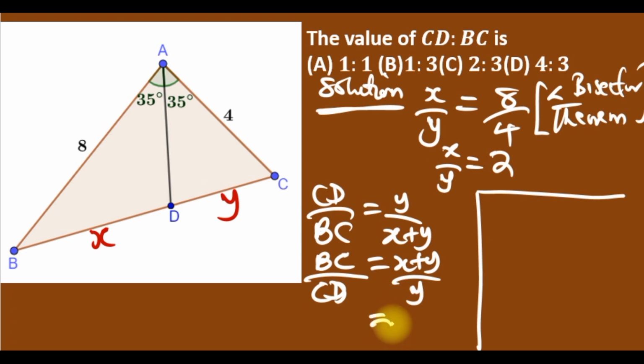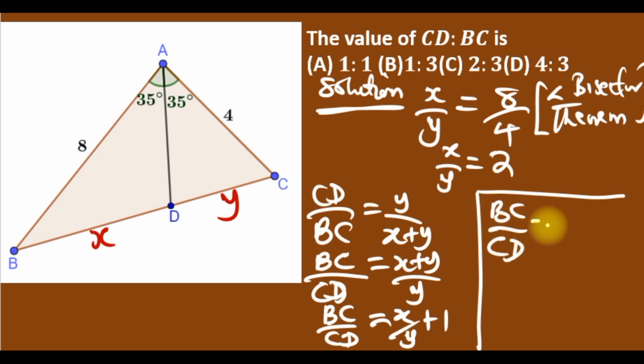And this could be written as X over Y plus 1, dividing both the numerator by the same. So we have that our X over Y is 2. So we have BC over CD is now 2 plus 1, which is 3.